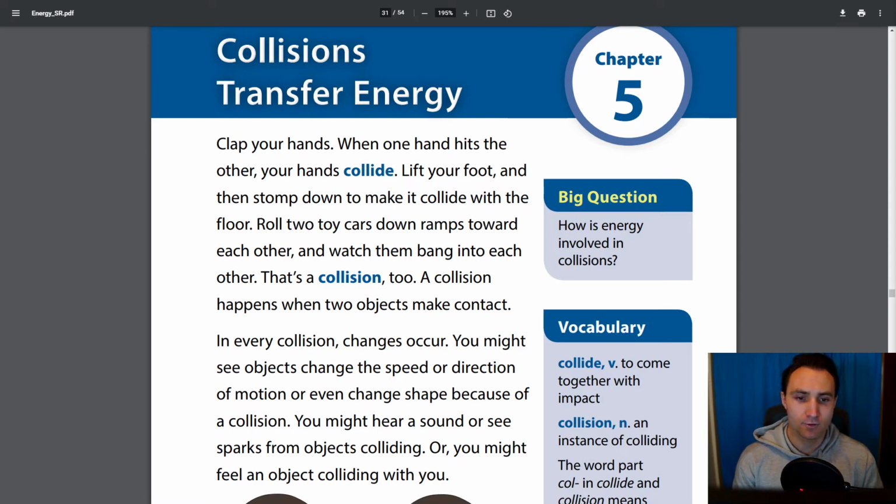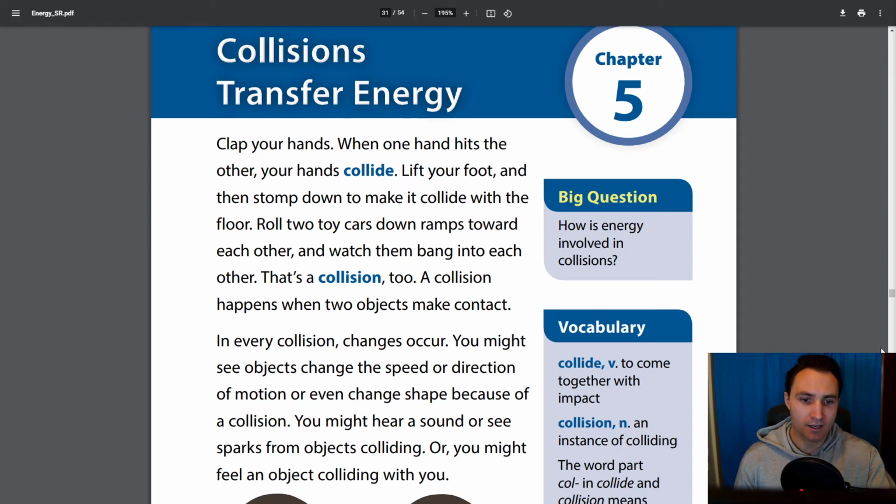So collide. Let's read this together, Elena. To come together with impact. Our hands are coming together and having an impact. All right, so now let's lift our foot and then stomp down to make it collide with the floor. Okay, so our foot is impacting the floor, colliding. Now if you have two cars, you could roll two cars down ramps towards each other and watch them bang into each other. Now that's a collision too.